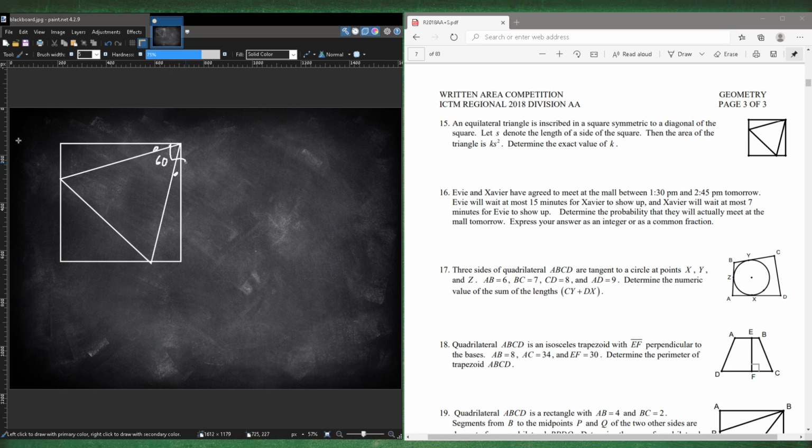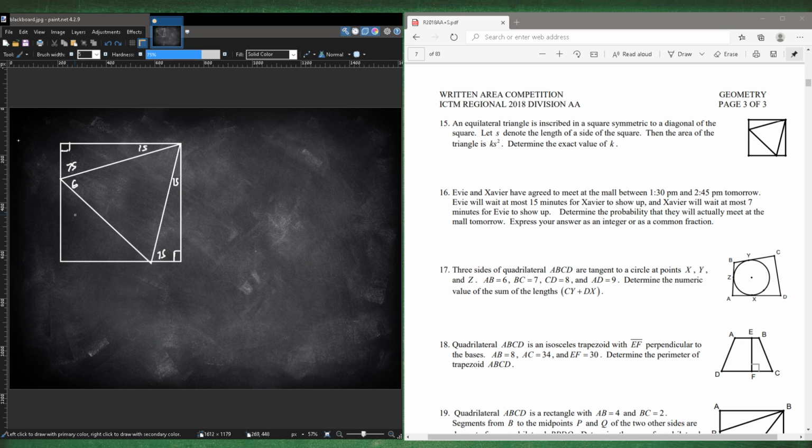So 90 minus 60 is 30. 30 divided by 2 is 15. So that gives us that each of these are 15. And these are 90 degrees. So this means this is 75 and this is 75. And these are 60. So this should be 45.